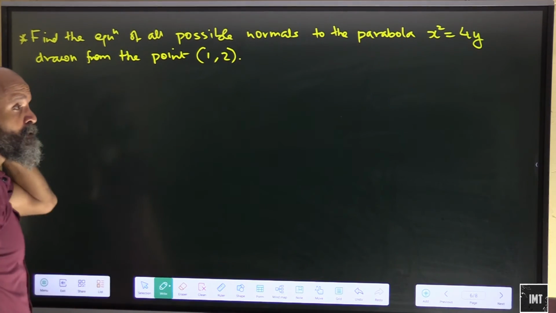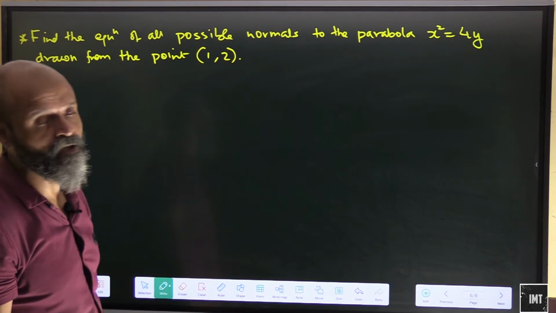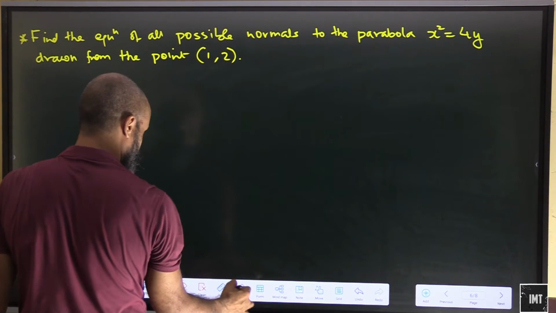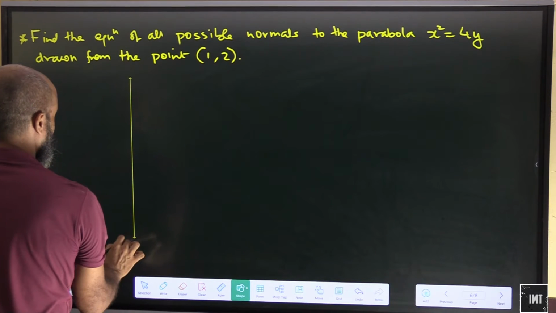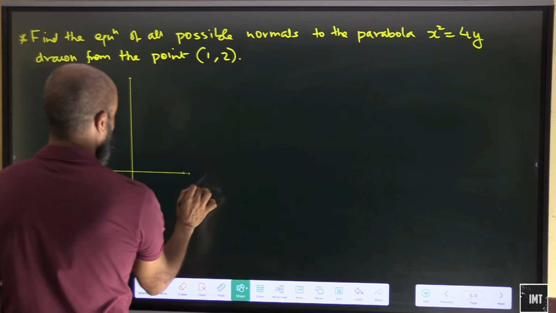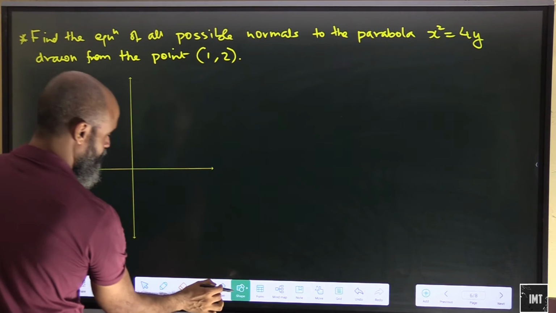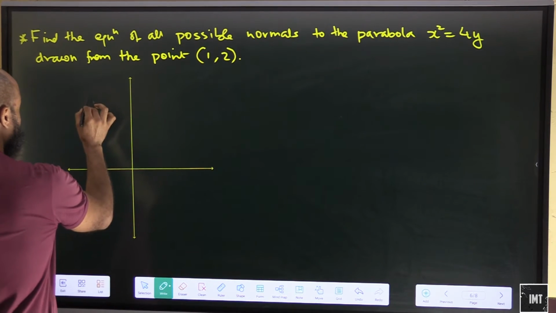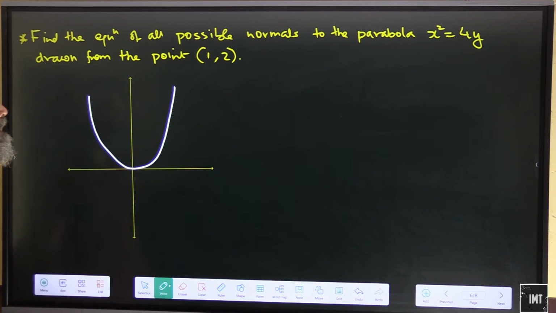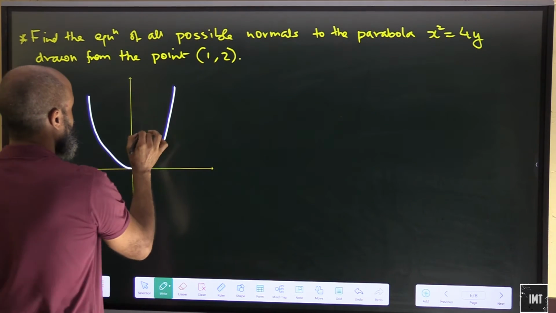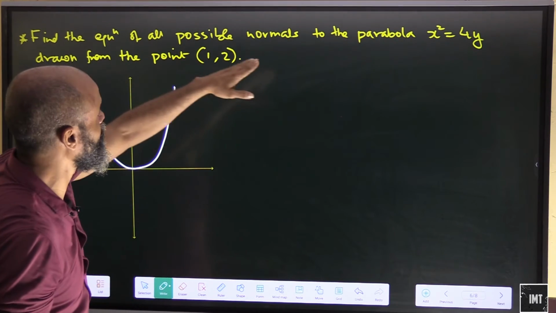Find the equation of all possible normals to the parabola x square is equal to 4y drawn from the point (1, 2). So this parabola will look something like this. If we draw this parabola, it is going to look something like this. And we are taking a point (1, 2) here. Now we want to find out the normals.